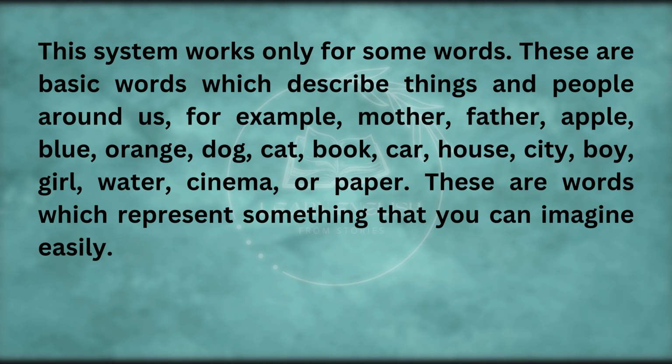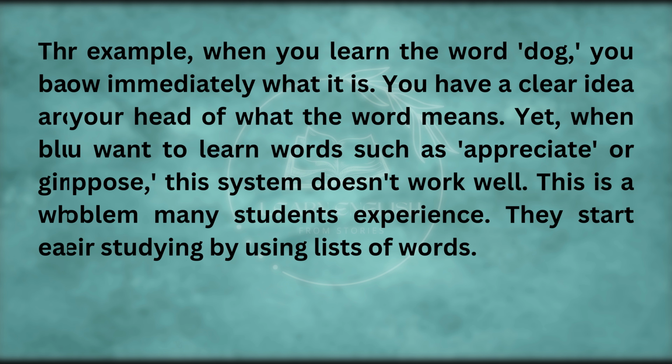These are basic words which describe things and people around us, for example, mother, father, apple, blue, orange, dog, cat, book, car, house, city, boy, girl, water, cinema, or paper. These are words which represent something that you can imagine easily. For example, when you learn the word dog, you know immediately what it is. You have a clear idea in your head of what the word means.